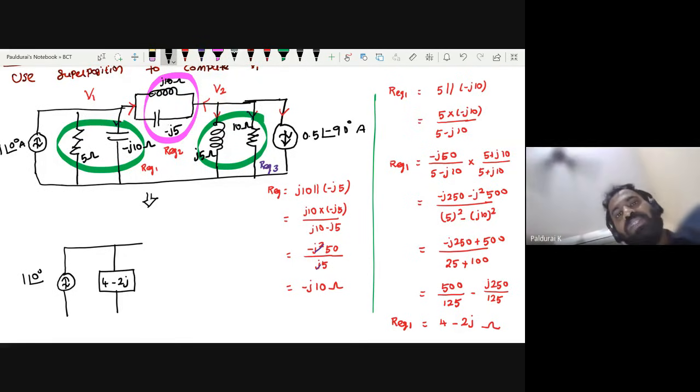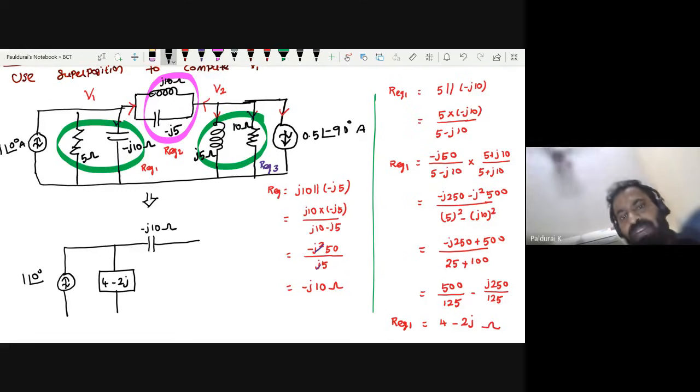Is it a capacitor or an inductor? Any idea? Capacitor, sir. Yeah, very good. So this can be replaced by a single capacitor. You know the reason why minus 10j is a capacitor, right? So please try to understand by yourself.